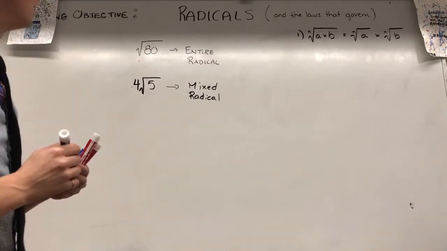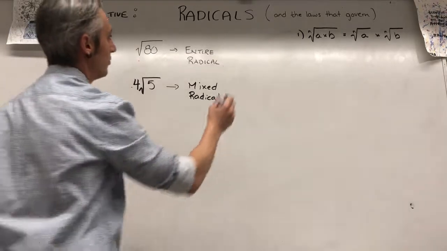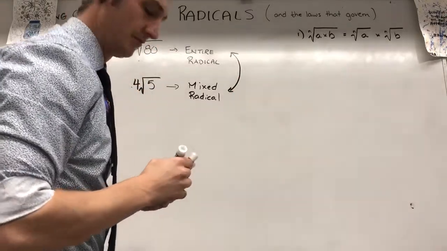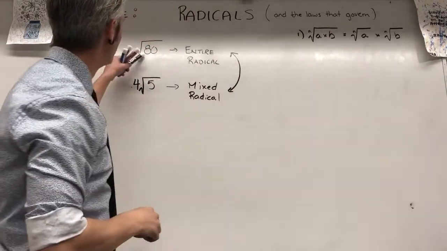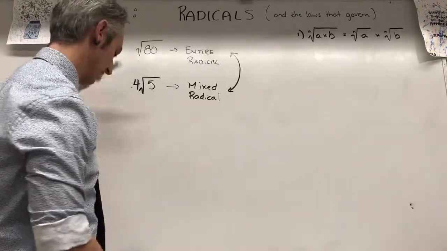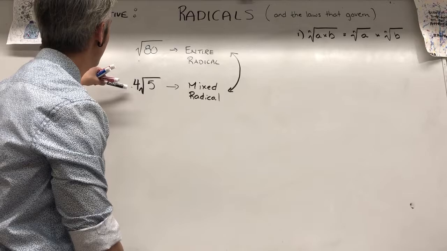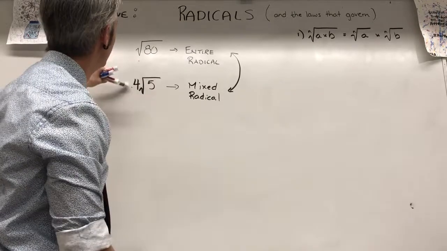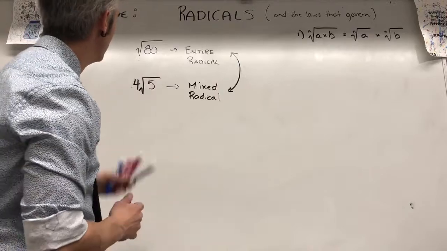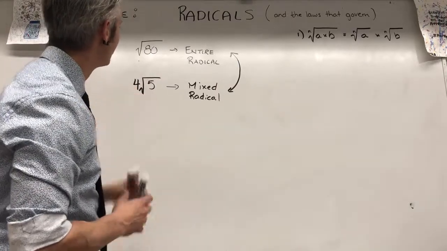And for today, we're going to learn how to convert between the 2. So how do we get from root 80 to 4 root 5? Because these, I believe, are the same number. Actually, 4 times 4 is 16 times 5. Yeah, these are the same number, or the same root. These would give the same answer. This is a full 4 times a root 5.